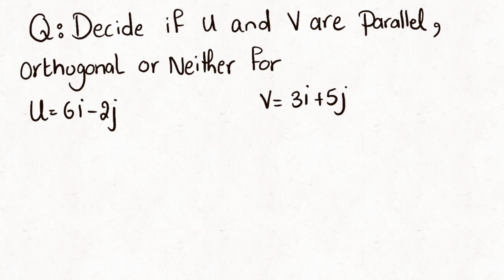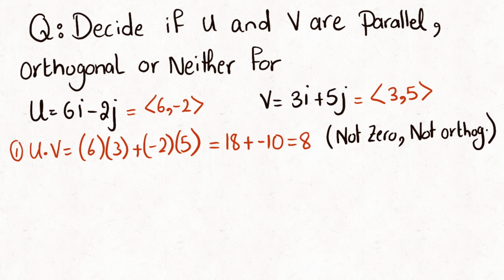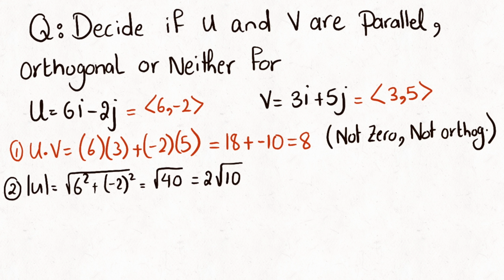Example 2. Decide if vector u and v are parallel, orthogonal, or neither. Now, we start with the two vectors in front of you. The first step I would advise you is to take the dot product of them, u dot v. When you calculate it, if it is 0, then stop. The two vectors are orthogonal. Now, in this case, the answer is 8. Thus, it's not orthogonal.